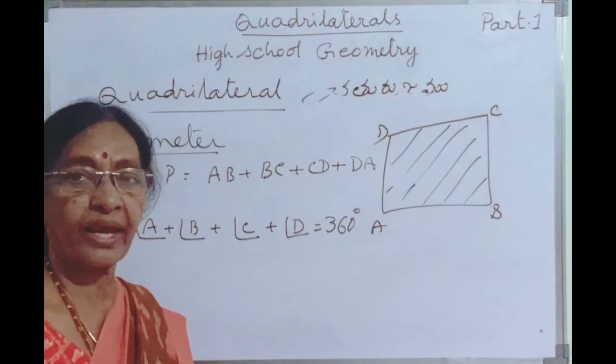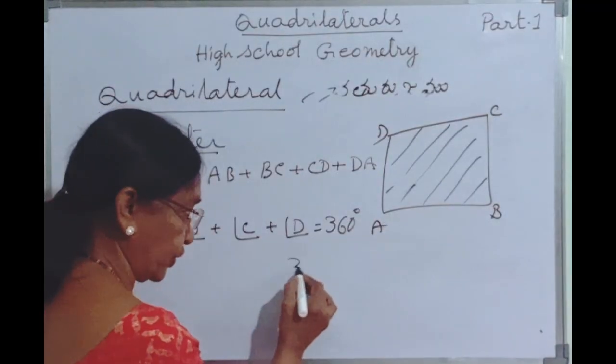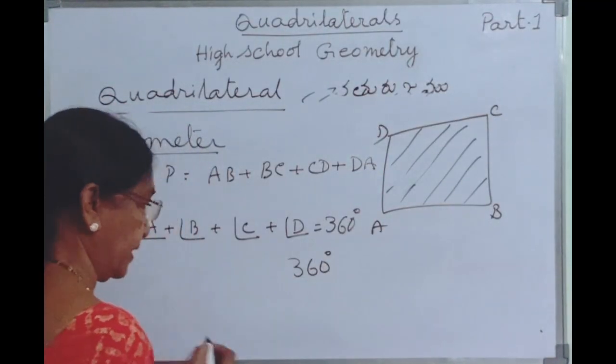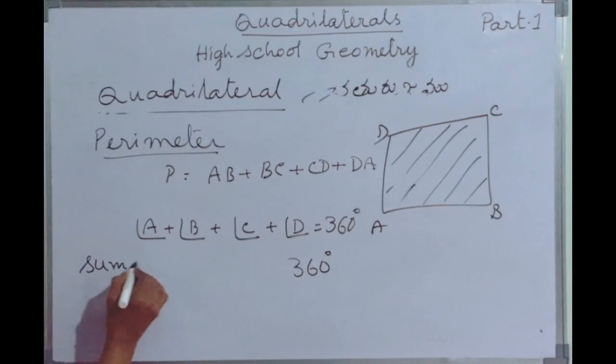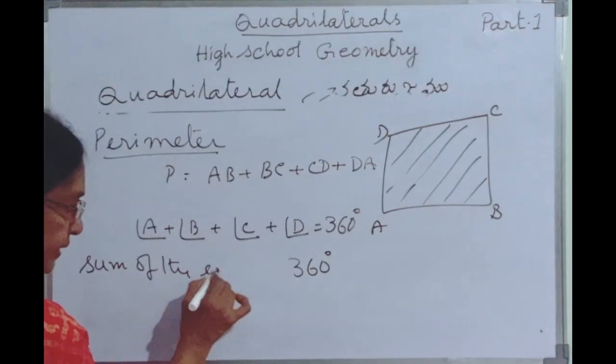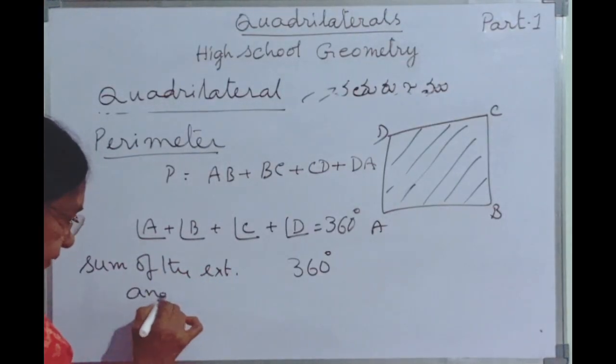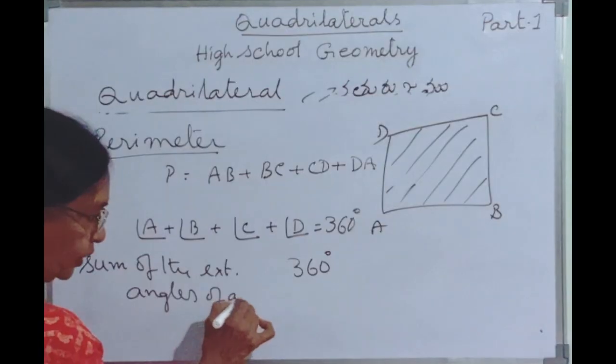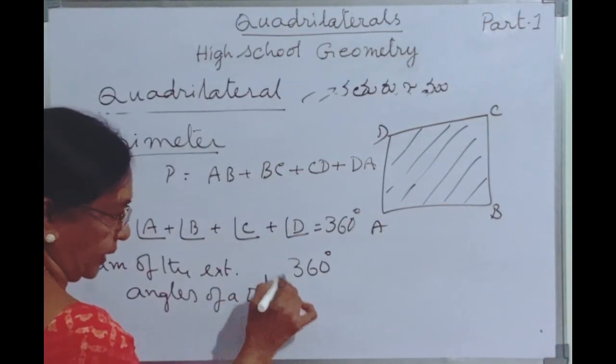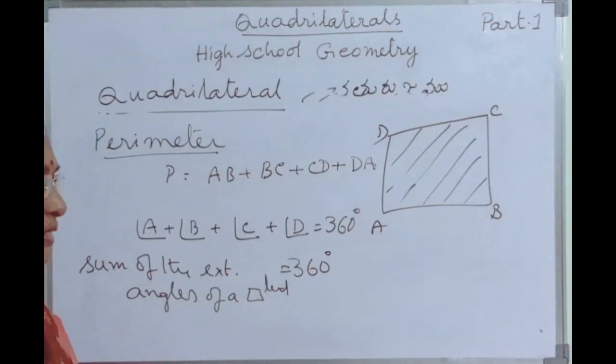Sum of the exterior angles of a quadrilateral is also equal to 360 degrees.